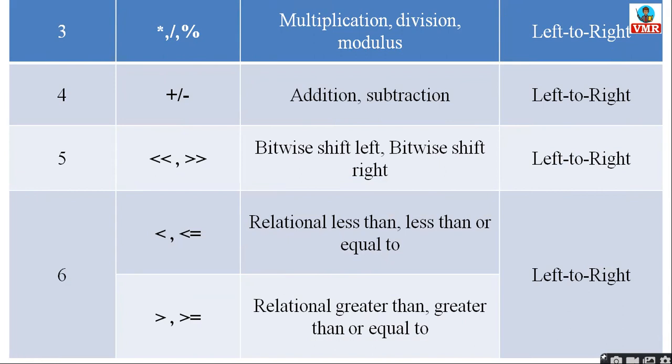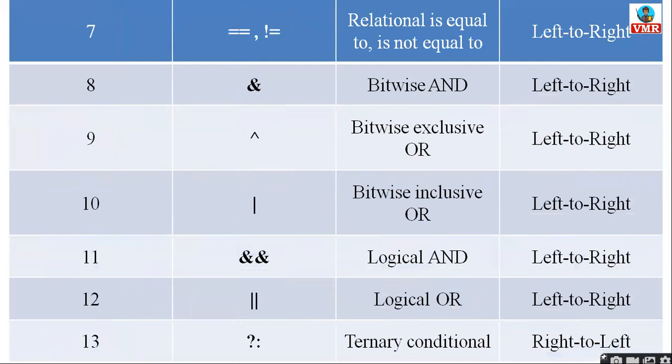And coming to your fourth, addition or subtraction, it is left to right. Then bitwise shift left and bitwise shift right, you will move from left to right. Relational operators, less than or equal to, greater than or equal to, are also from left to right. Then equals to, not equals to, are also from left to right. Ampersand, bitwise and, is left to right. Caret, nothing but your exclusive or, is also from left to right. And the 10th one is the pipe symbol, bitwise inclusive or, which is left to right.